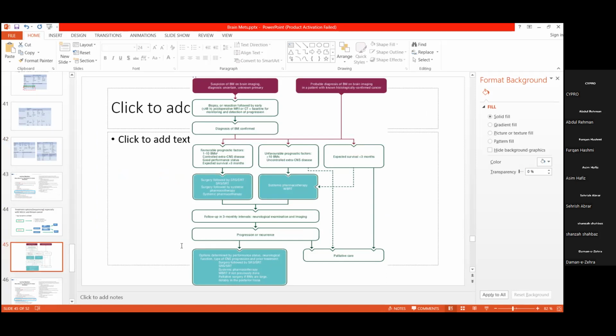So thank you, Dr. Furqan. I'm Asim. Thank you for such a wonderful, very detailed and comprehensive presentation on stereotactic radiation therapy for brain metastasis. Dr. Furqan, I have two questions. One is regarding the selection of fractionation: how to select whether we're going to offer 3 fractions or 5 fractions.